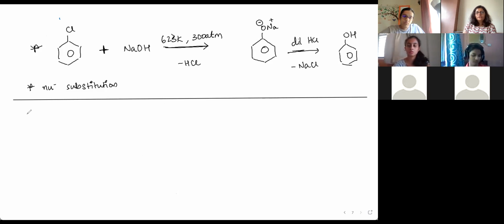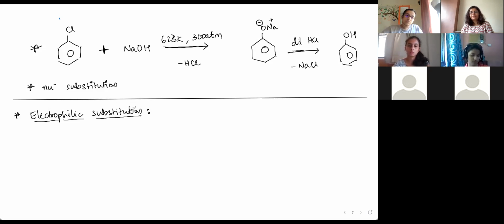So haloarenes don't undergo nucleophilic substitution, but they definitely undergo electrophilic substitution. Okay, what do you mean by electrophilic substitution? What do you remember of this? Because we have done this a couple of times earlier. Electron rich area. Okay. Don't just give me random words, elaborate a little bit. What do you remember of this?